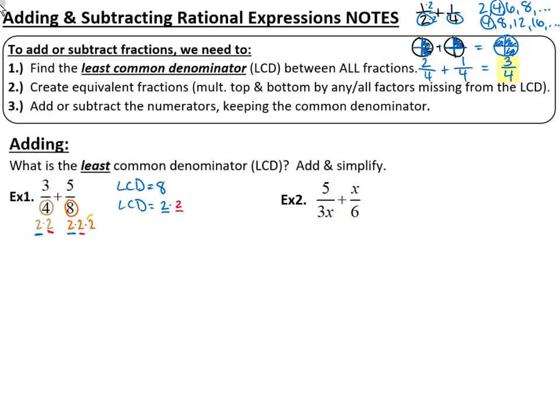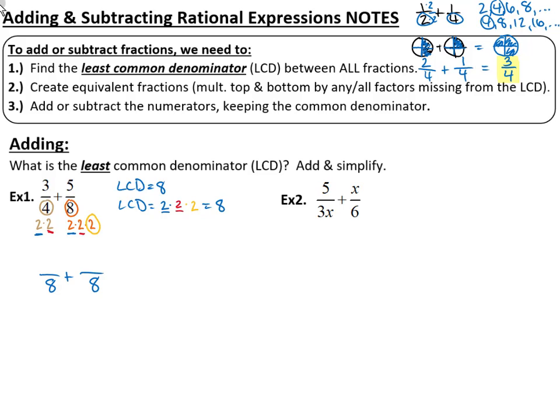Now there is one more factor that wasn't shared by each of these, and that factor we cannot get rid of. We need to also include that factor of 2 in our least common denominator. Now, if we multiply these all back together, we would get the same LCD of 8. Okay, so either way, for this particular one, our least common denominator is 8.